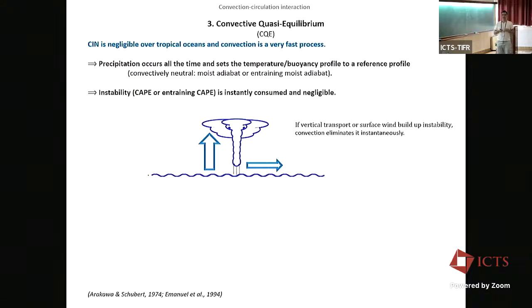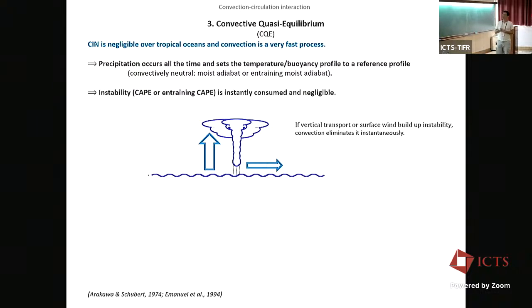And that means that any instability is going to be consumed very fast. So let's say instantaneously, if you compare to the time scales of interest for the dynamics, let's say in less than a day, a few hours. So that means that there won't be any CAPE anywhere. So no CAPE in the most radical version of the theory.